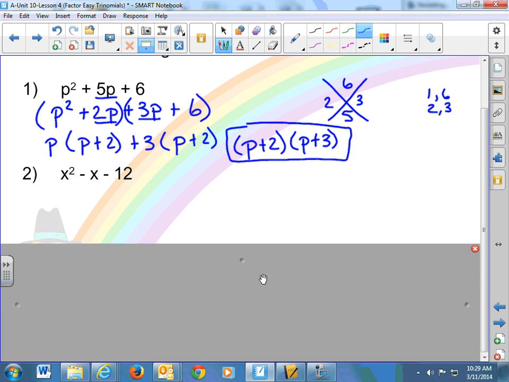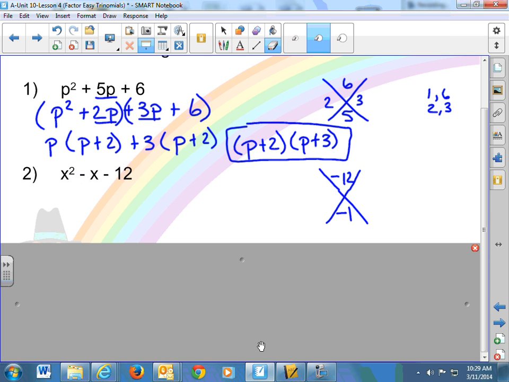Try the x to the right. Now we're looking at what is a times c. So that's 1 times negative 12. That matters. And at the bottom is b. In this case, it is negative 1. Well, what can I multiply to get negative 12 and add to get negative 1? So I know that I'm going to have a positive and a negative.